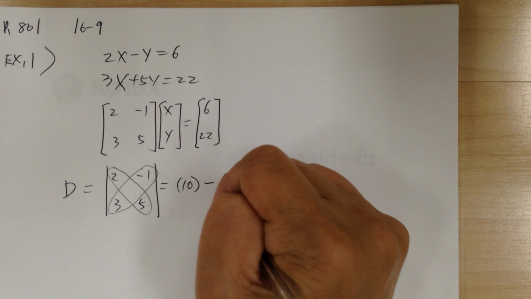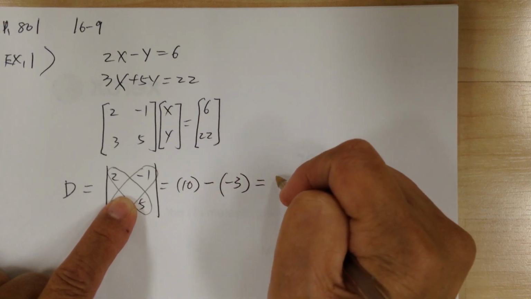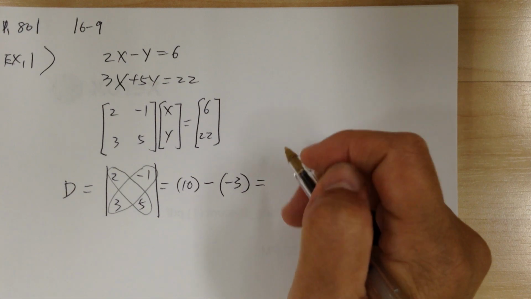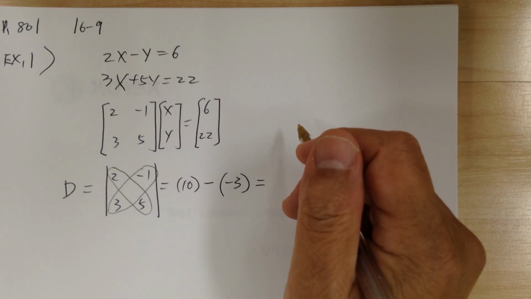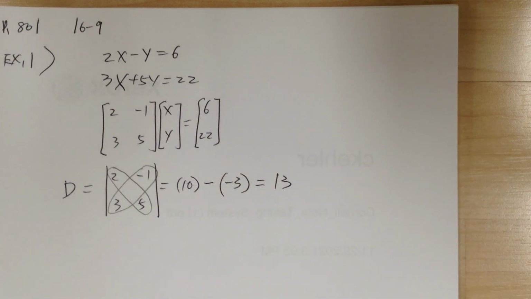and this will equal negative 3. And so this will equal 13. Let me double check. Yeah, 13. Double check your math. Okay, so far so good.